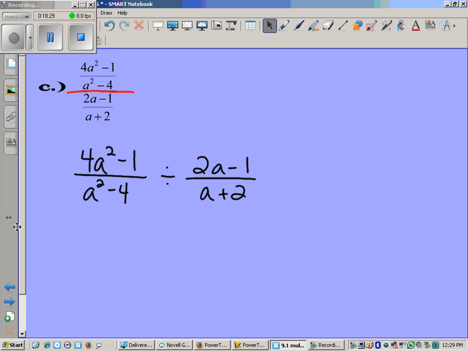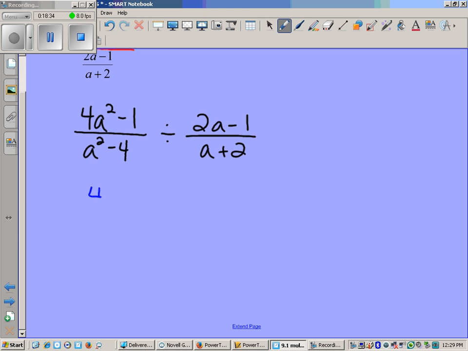But no matter how you write it, we don't ever divide fractions. We only multiply by what? By the reciprocal, right? So I'm going to keep this first guy. I'm going to change this to multiply, and I'm going to flip this guy. So on top I have an a plus 2. On the bottom I have a 2a minus 1.